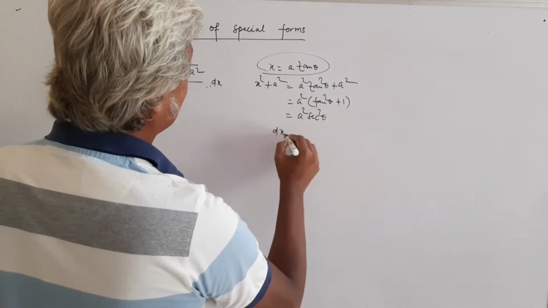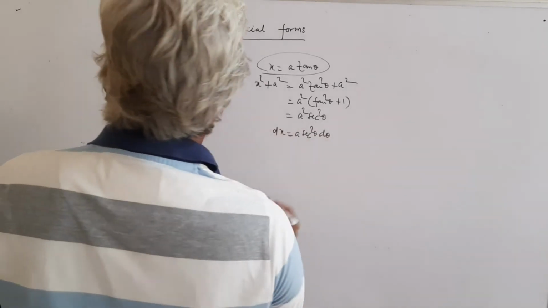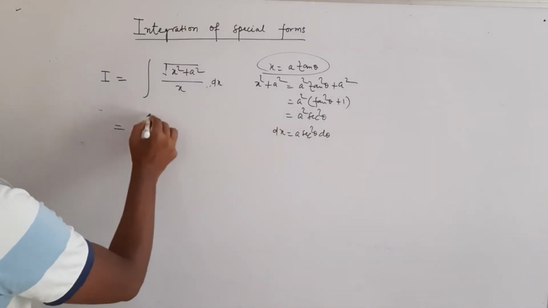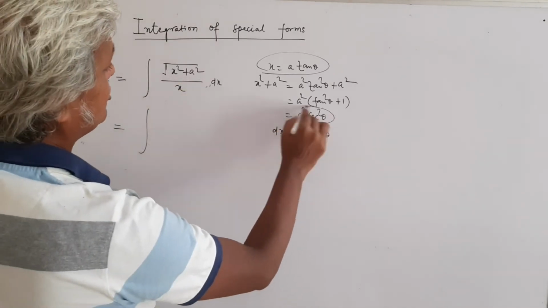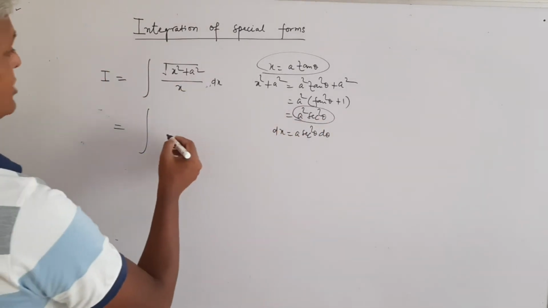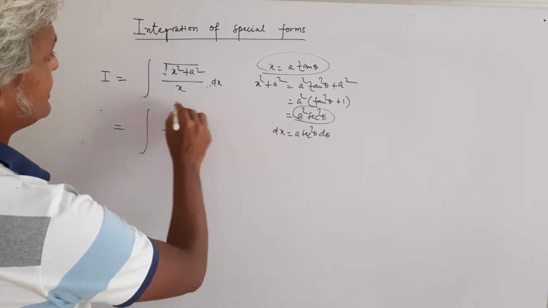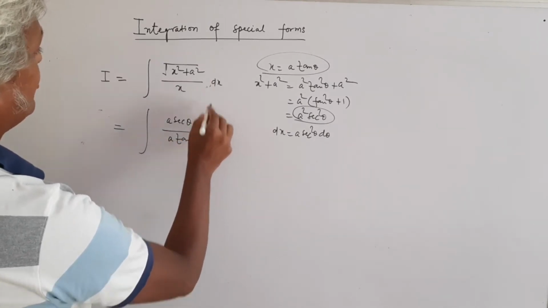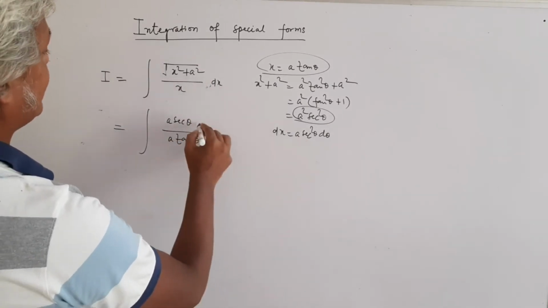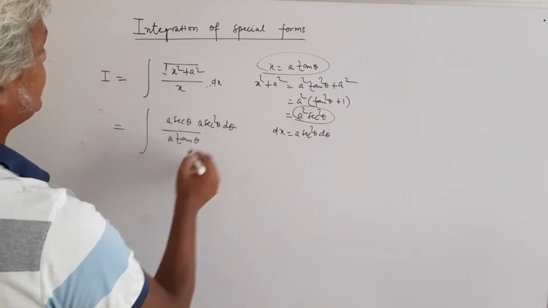you get dx is a sec square theta d theta. Now let's check whether this substitution is helping you. So under root x square plus a square can be written as under root a square sec square theta. So I can write directly this as a sec theta over what is x? X is a tan theta. And now what is dx? Dx is a sec square theta d theta. A sec square theta d theta.